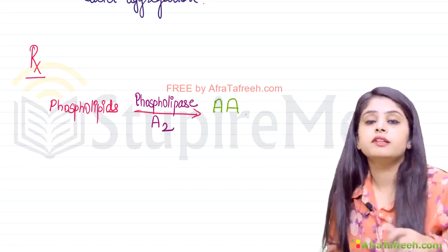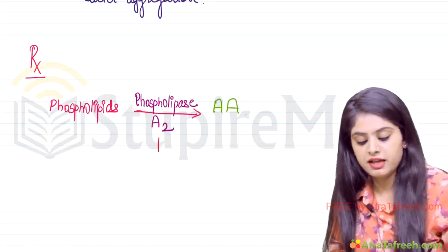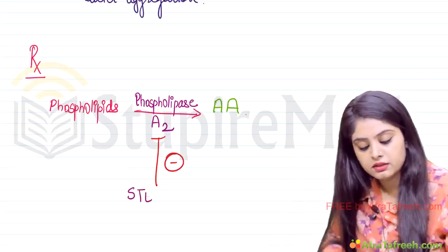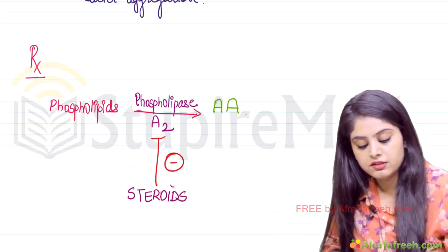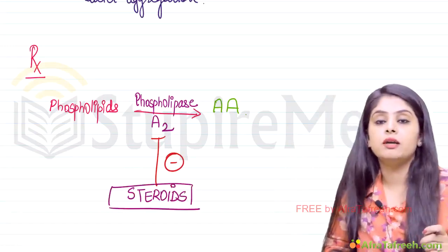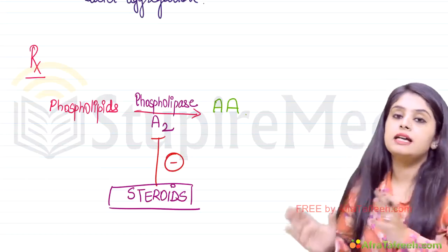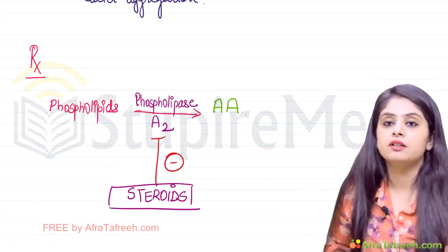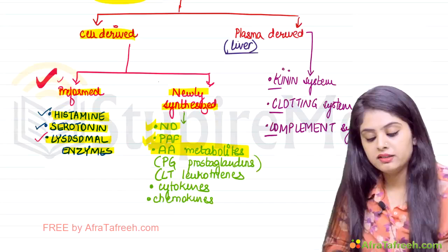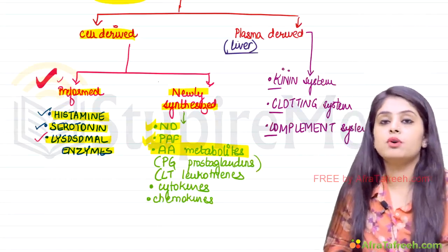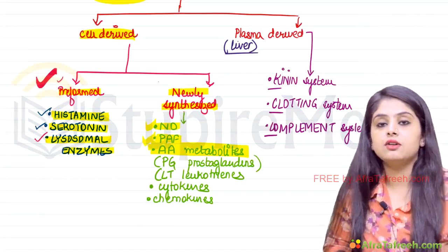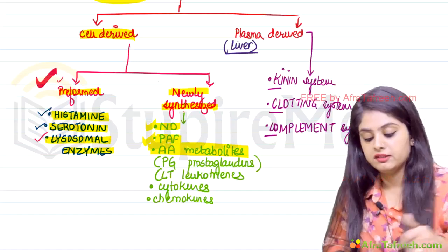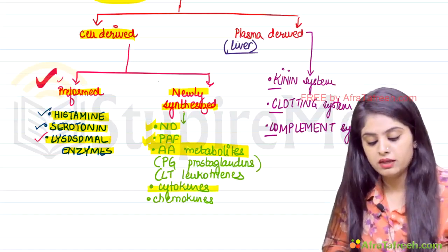So if I don't want this arachidonic acid to be synthesized in the first place, I am going to inhibit this enzyme, and the drug that is given is steroids. Steroids are going to inhibit phospholipase A2, and thus the entire pathway is going to be stopped even before the synthesis of arachidonic acid. So coming back to our list, we've done three very important newly synthesized mediators: nitric oxide, platelet activating factor, and arachidonic acid metabolites.